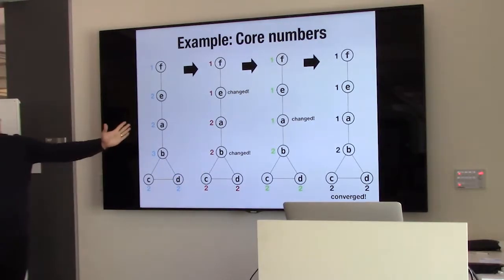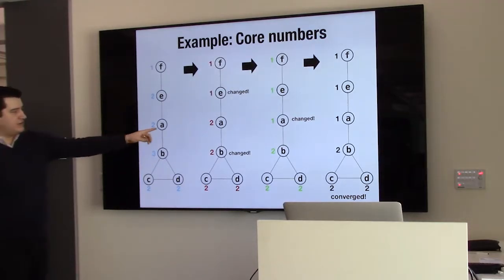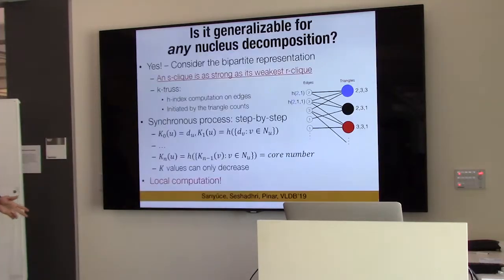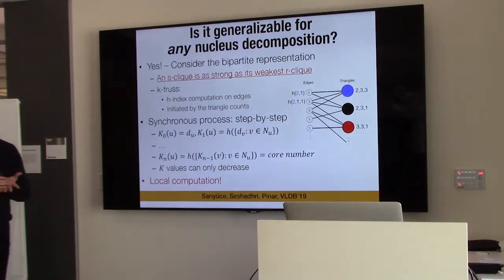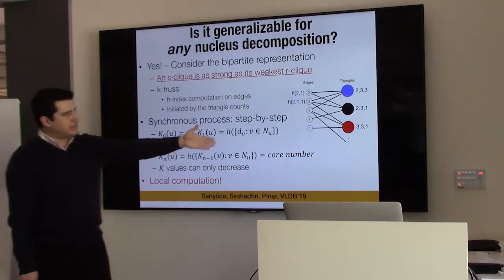So here I basically do the computation with respect to the previous step. I use blue values to compute the red values. But of course, you can do better by using the most up-to-date values, which corresponds to asynchronous computation, and it will converge faster. And regarding the generalization, the main thing that we consider is, again, that bipartite representation.